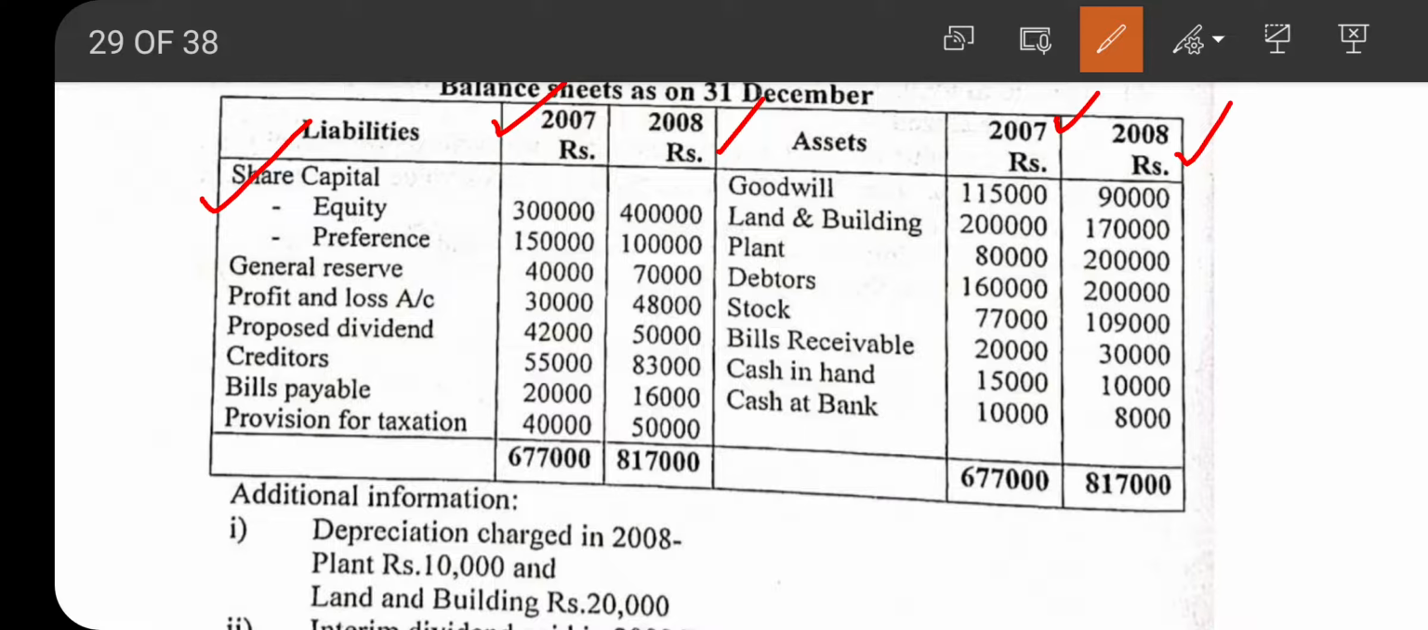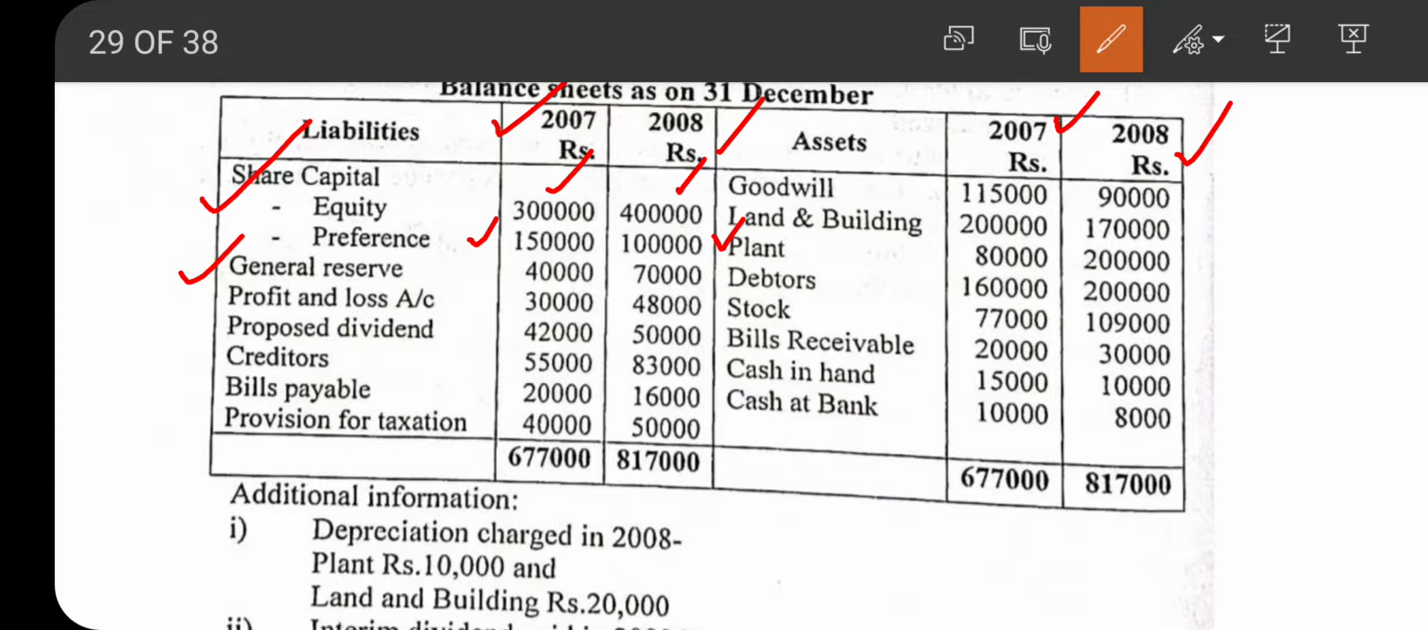The first item is equity share. Opening balance is 3 lakh, closing balance is 4 lakh. It means there is a fresh issue of equity shares. Then we have preference share, 1 lakh 50 and 1 lakh. The amount has been reduced. Opening balance was 1 lakh 50, closing balance is only 1 lakh. It means 50,000 worth of shares were redeemed. So there is redemption of preference share. Issue of share is an inflow, redemption of preference share is an outflow.